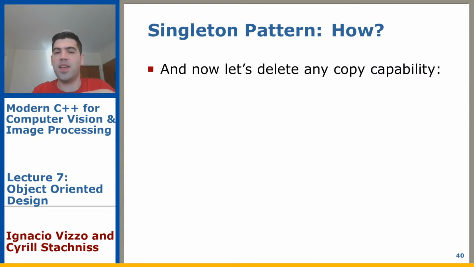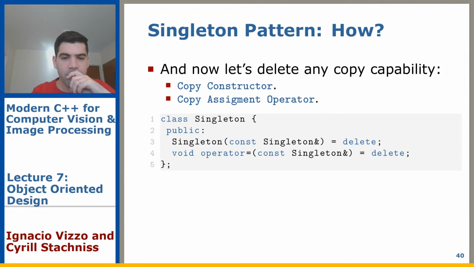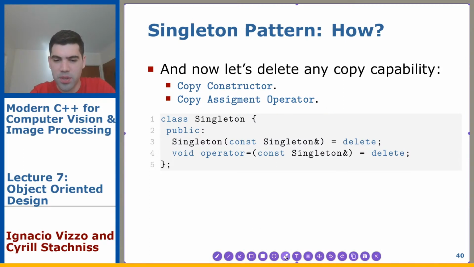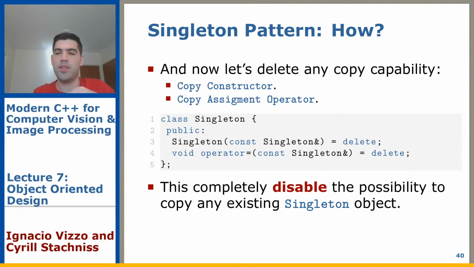And then let's delete all copy capabilities, so no one can copy objects of this class. For this, we need to attack the copy constructor and the copy assignment operator. How do we do this? We just delete these functions. This is the same as doing equals to 0. Basically here you have the copy constructor and then the copy assignment operator. You should just say delete. So if anyone wants to call these special functions, compilation error. It's not allowed, right? And then you will start hating the compiler. But believe me, it's your friend. This completely disables the possibility to copy any existing singleton object.